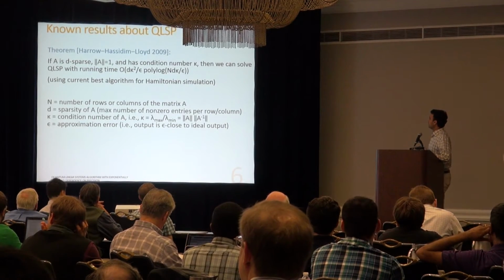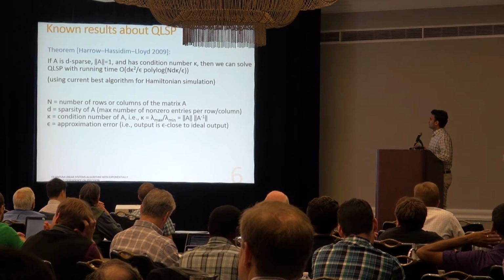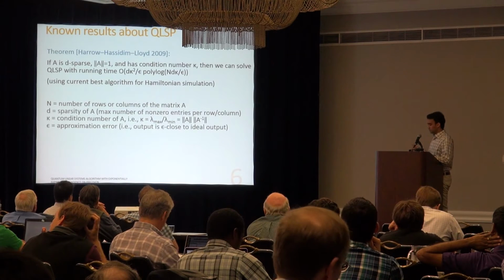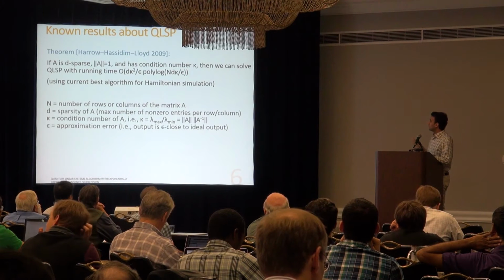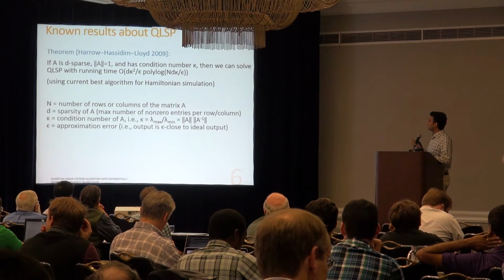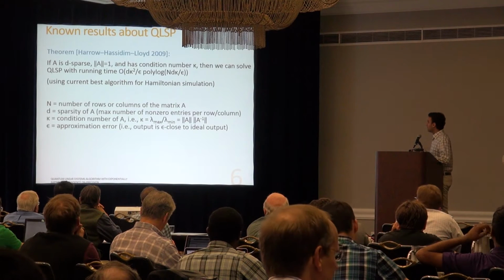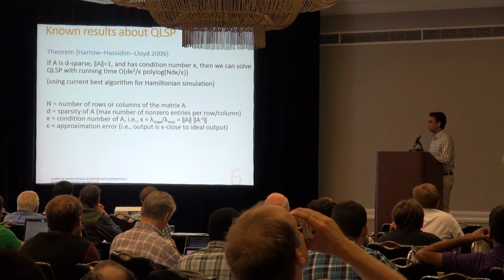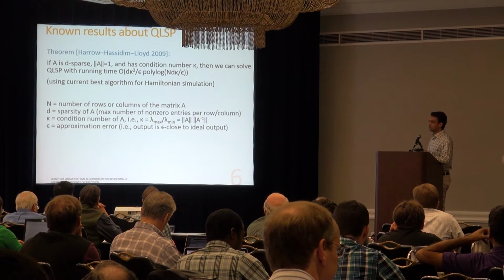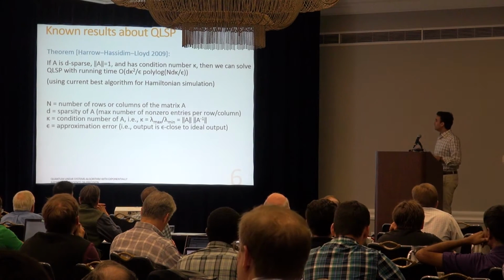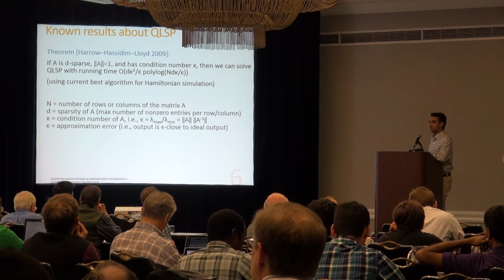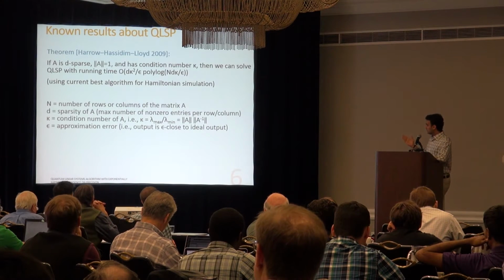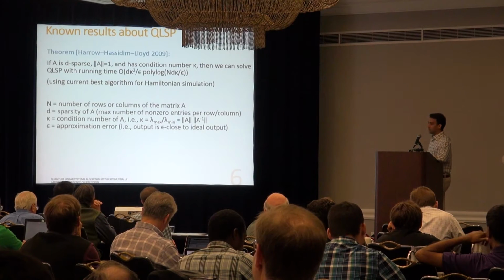So for a matrix that's D-sparse, has norm 1, and has condition number kappa, we can solve this problem with running time that is linear in the sparsity D, quadratic in this condition number kappa. It scales like 1 over epsilon in the precision, and then there are some polylog factors. For most of the talk, I'm just going to say polylog factors, and it's not important to worry about the exact dependence on the smaller terms. The important dependence is the polynomial dependence on D, kappa, and epsilon.